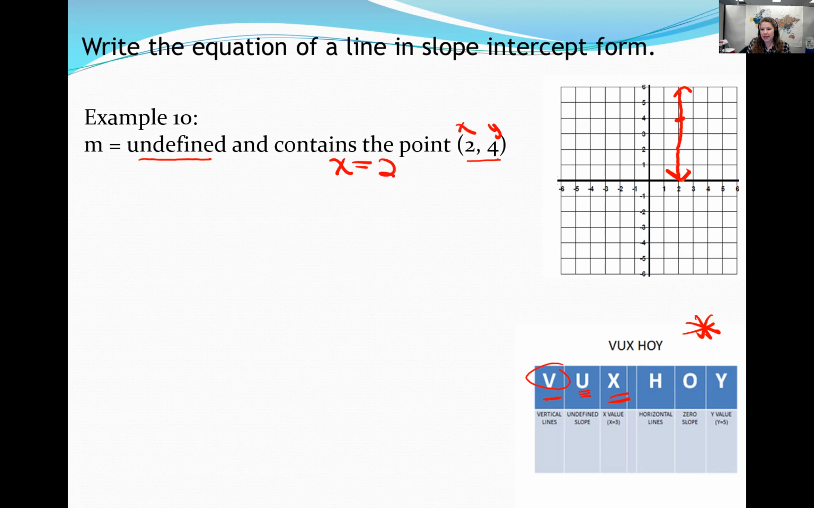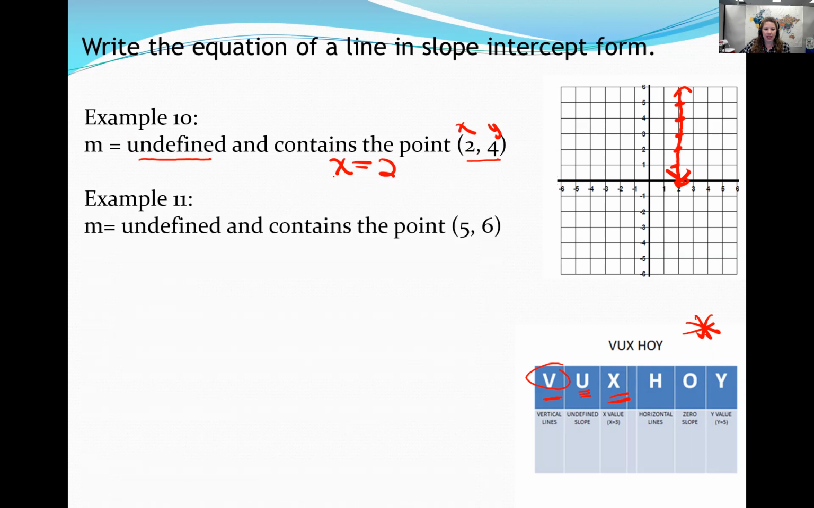And that makes sense because this point right here would be (2, 0). This point right here would be (2, 1). This point here is (2, 2). This point here is (2, 3), and so on and so forth. So every single point on this vertical line has a 2 in the x value. Okay, so that is the equation of the line.